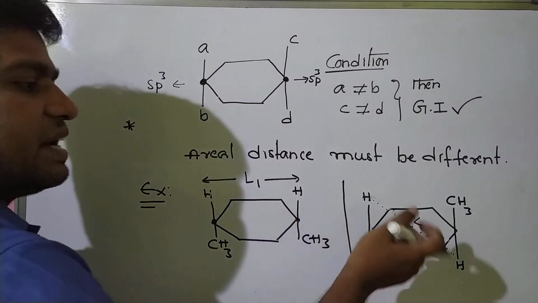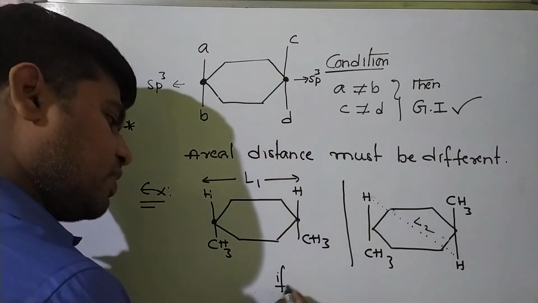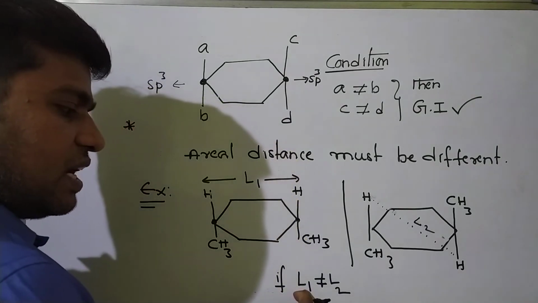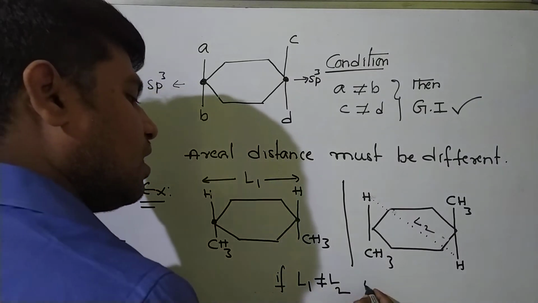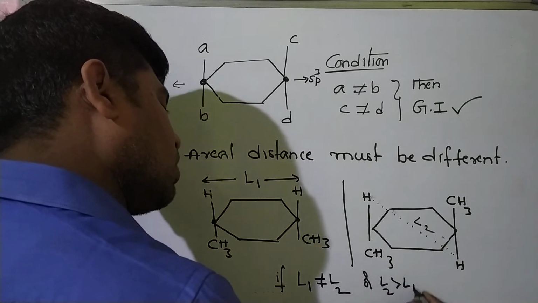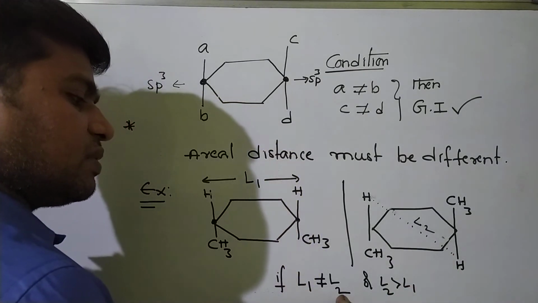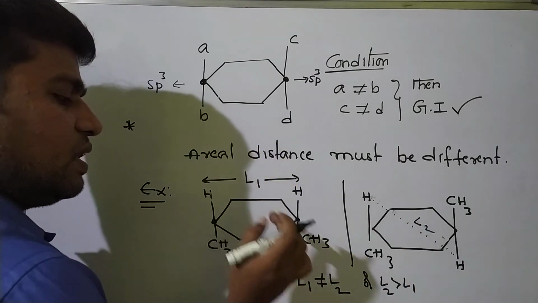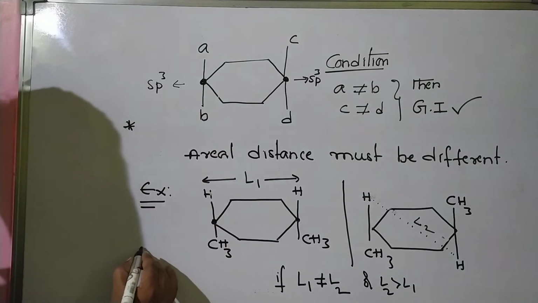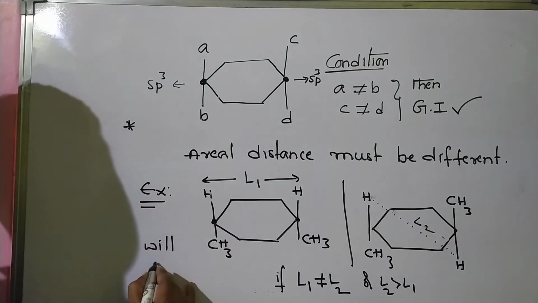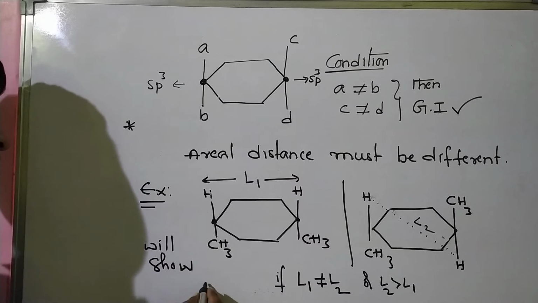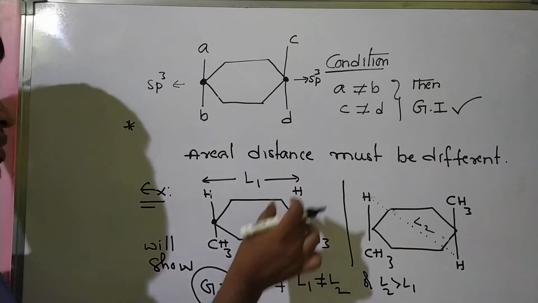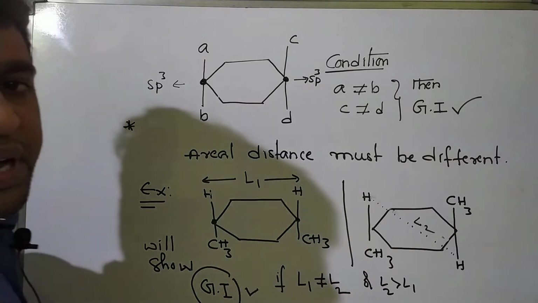Okay students, this is called aerial distance. If L1 not equal to L2, or L2 greater than L1, whatever, L1 not equal to L2 or L2 is greater than L1, definitely the given compound will exhibit geometrical isomerism. Very, very, very important. Please note immediately. I think you understood.